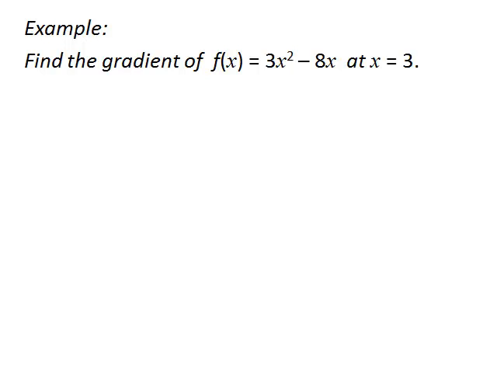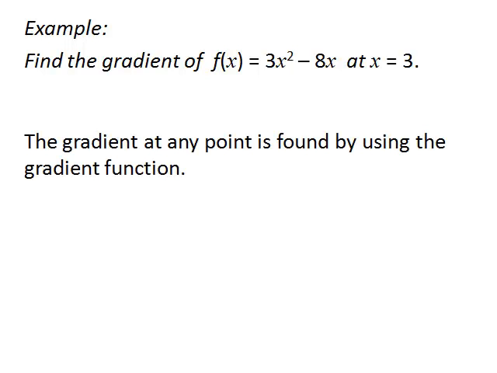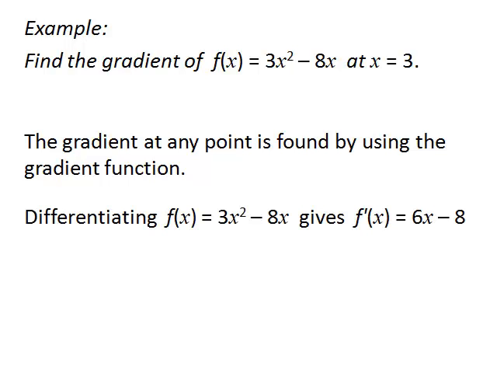We'll do an example. We're going to find the gradient of f dash of x at x is equal to 3. Gradient at every point is found by using the gradient function, so we need a gradient function. We differentiate it. 2 times 3 is 6. 1 times 8 is 8. Sign stays the same, and this x drops off.